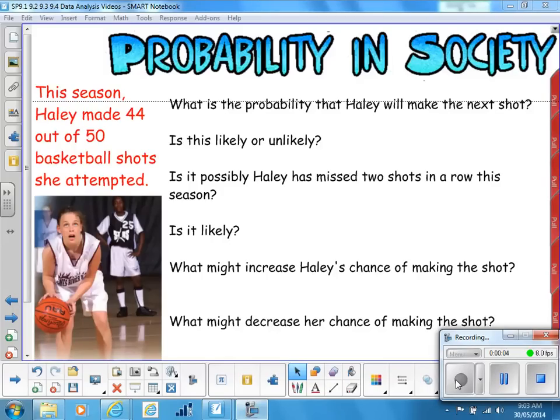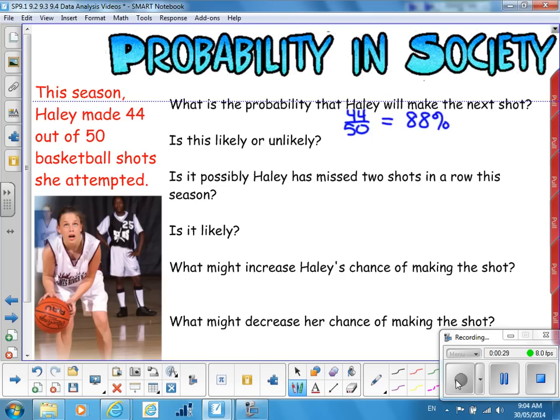In this lesson, we are going to look at probability in society. This season, Haley made 44 out of 50 basketball shots that she attempted. What is the probability that Haley will make the next shot? Well, we know she's made 44 out of 50, and if we wanted to change that to a percent, it would equal 88%. So we say that her probability of making the next shot is 88%.